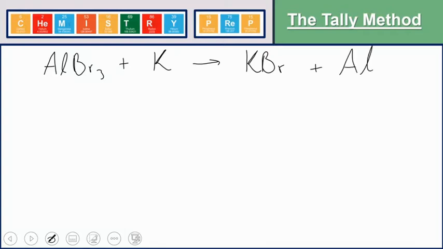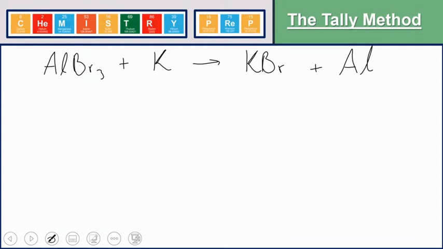So let's go for something like this. So let's have aluminium tribromide reacting with potassium to make potassium bromide. This is an example of a displacement reaction because the potassium is more reactive than the aluminium, so it's going to displace the aluminium from the bromine and leave you with potassium bromide and aluminium by itself.